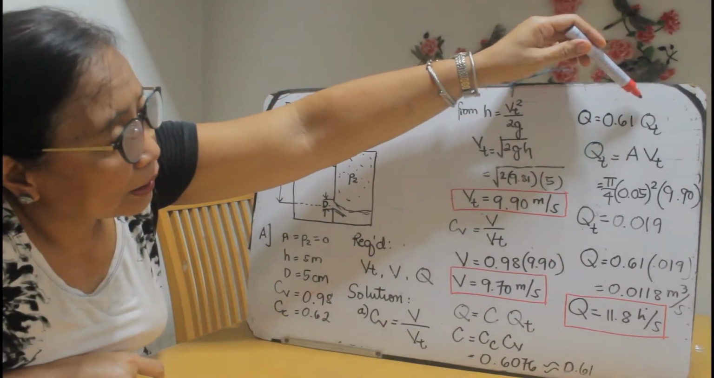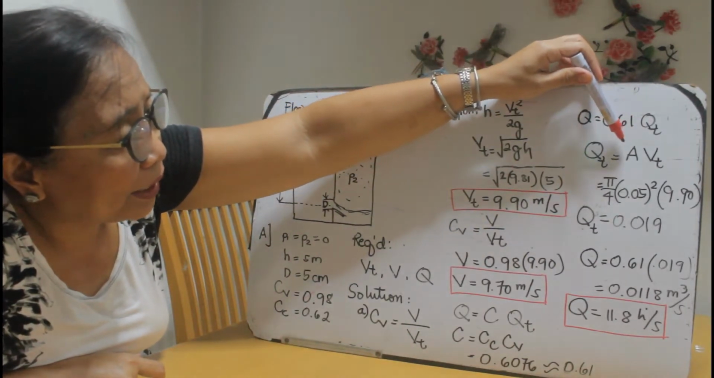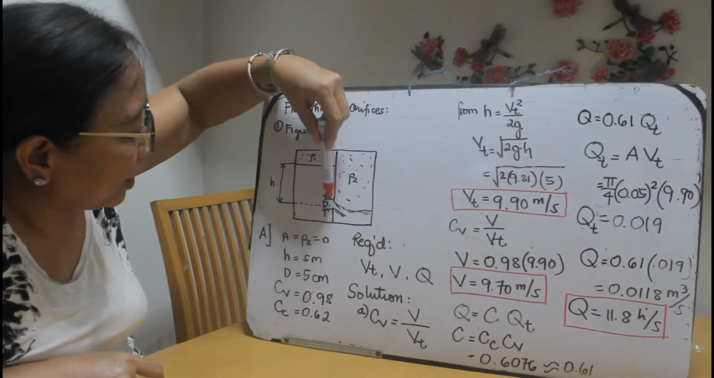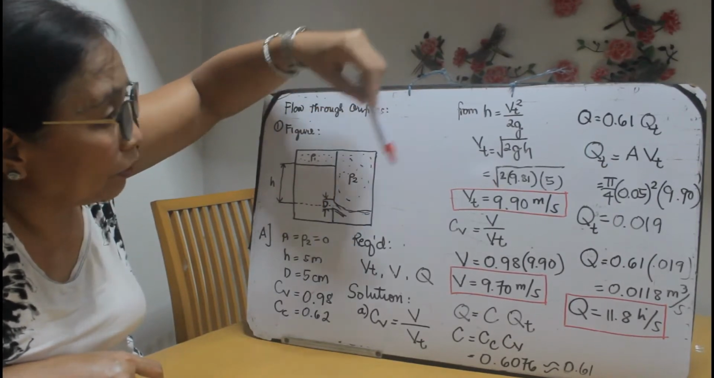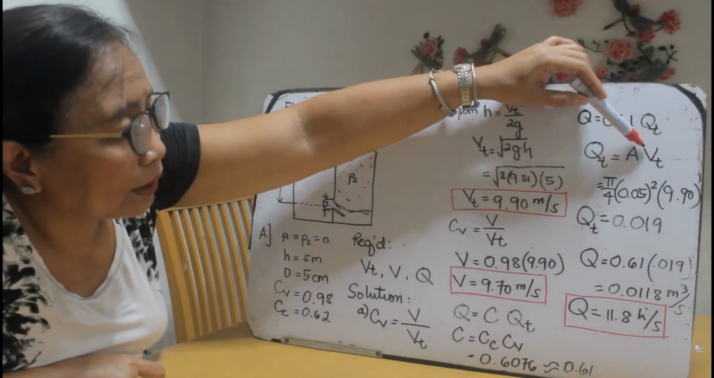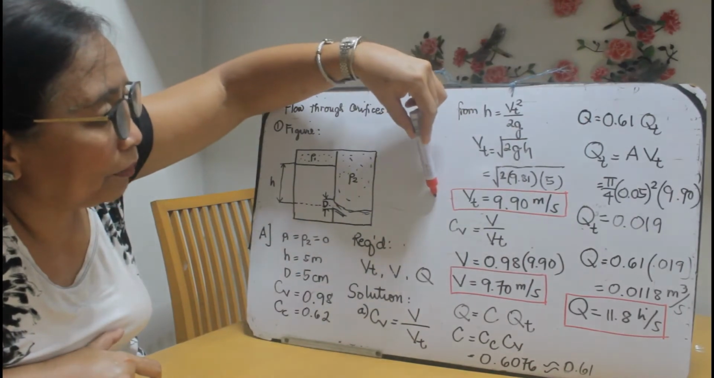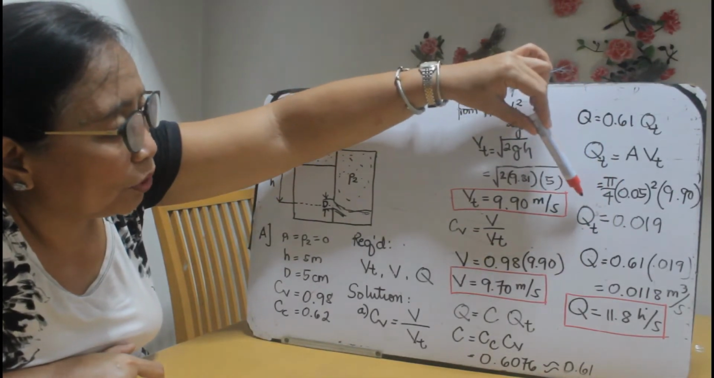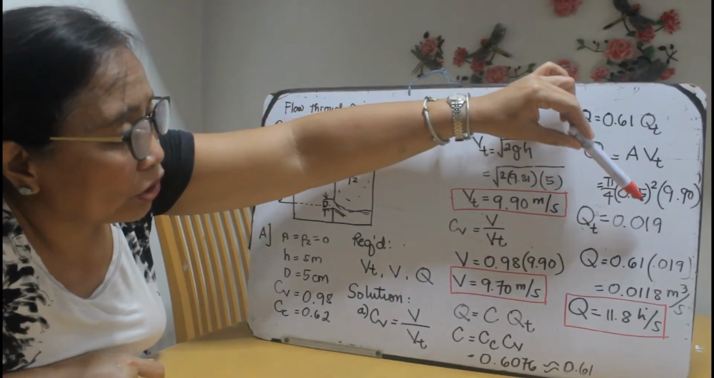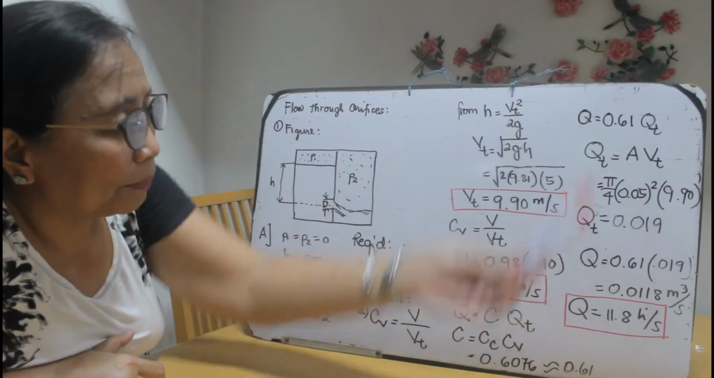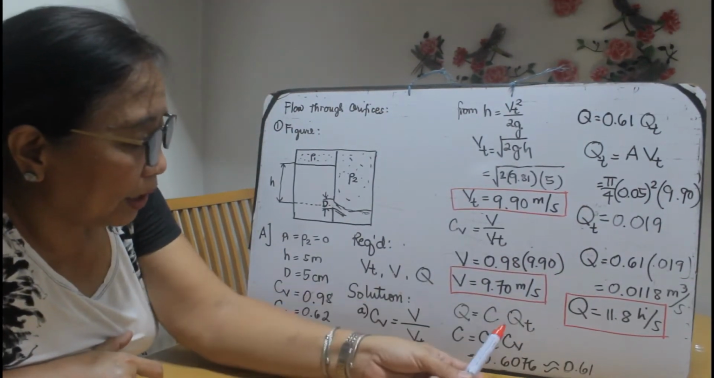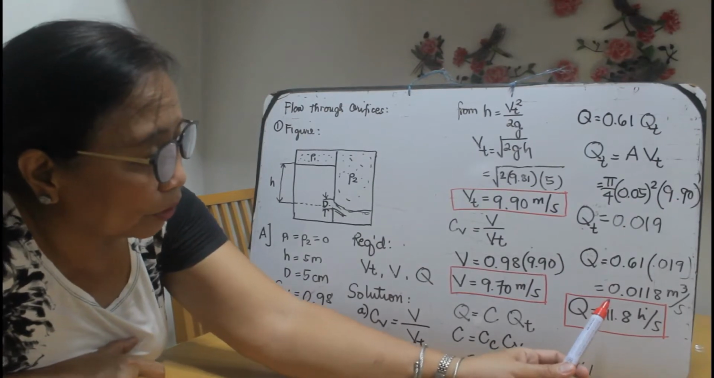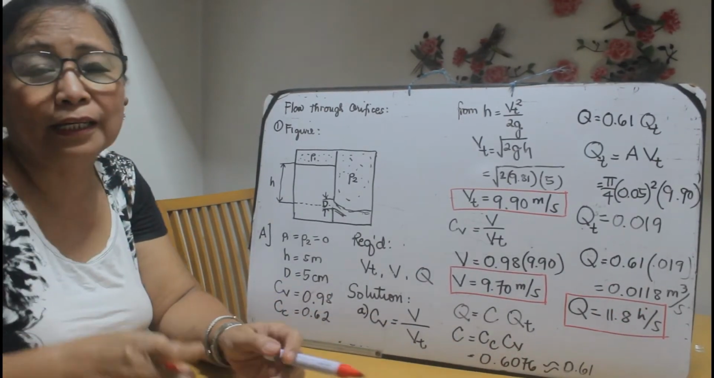So, what is Q sub T? The theoretical discharge is the area of the orifice, yung dinaanan ng flow, times V sub T. Our flow is passing through a circular opening whose diameter is D. We know V sub T, it's 9.9, and the area of the orifice in terms of its diameter is pi d squared over 4. So we solve for Q sub T, the theoretical discharge, which is 0.019 cubic meter per second. Now, we substitute C and Q sub T in this formula. We solve for Q as 11.8 liters per second or 0.0118 cubic meter per second.